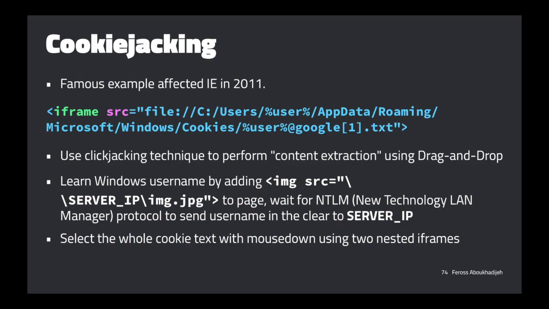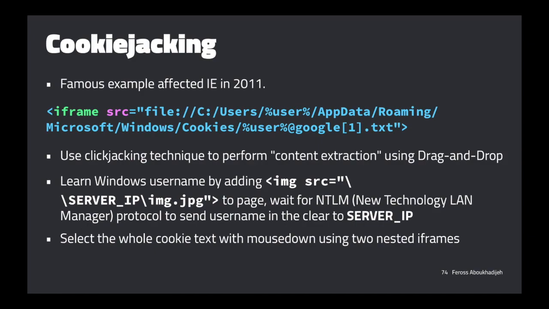Now, one problem is you don't know the user's username, so you don't know what folder name to put in here. But what you can do is put in an image and make the source be this particular URL, where you put in a server IP. Then Windows will think that it's a LAN connection, and it will send the username of the computer in plain text to that IP address. So if you're on the same network as this user that you're attacking, in other words, you're at Stanford or in a coffee shop, you just wait for that username to come through, and now you know it, and then you send them to this page with their username included.